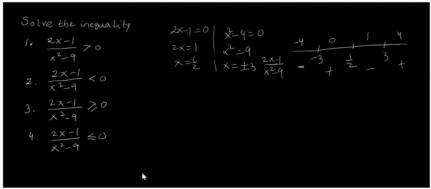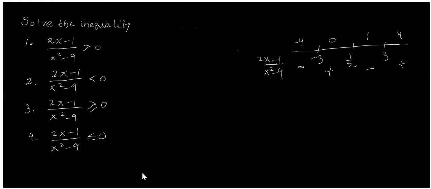So from this, now we are ready to write all of our solutions. All right, since I'm getting greater than 0, greater than 0 is this portion here and this portion here. So -3 is coming from the denominator, so your interval of solution will be -3 to 1/2, and since it's greater than 0 only, I'm just taking parentheses. And then the next portion is 3 to infinity.